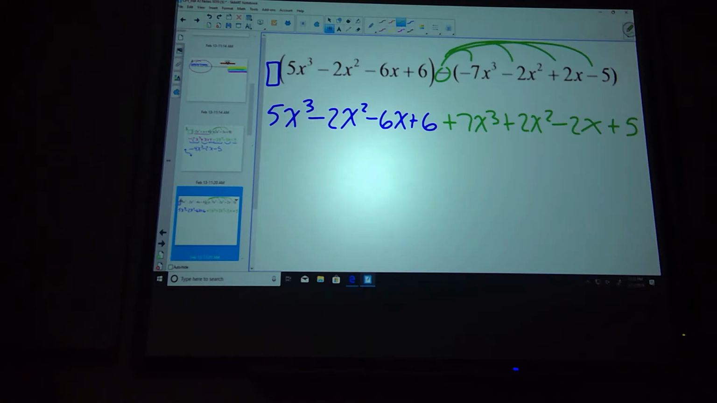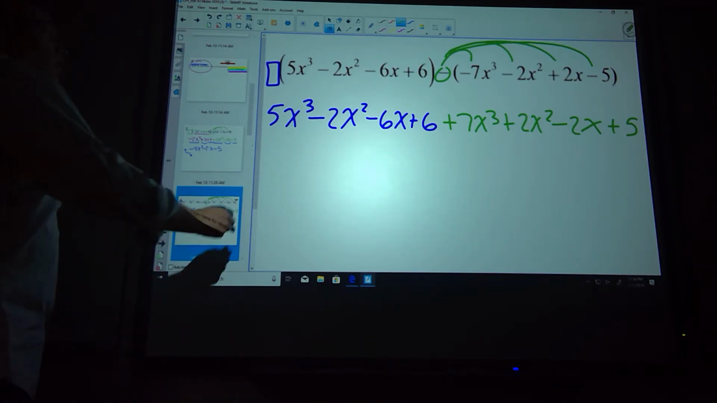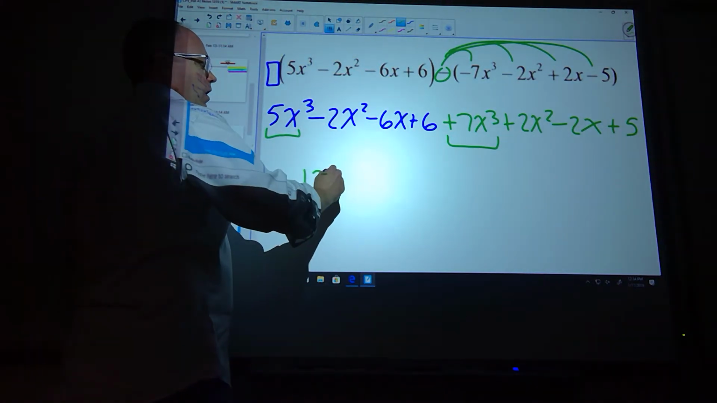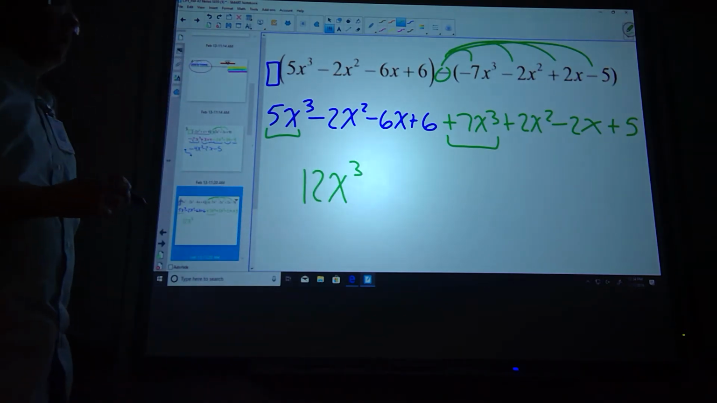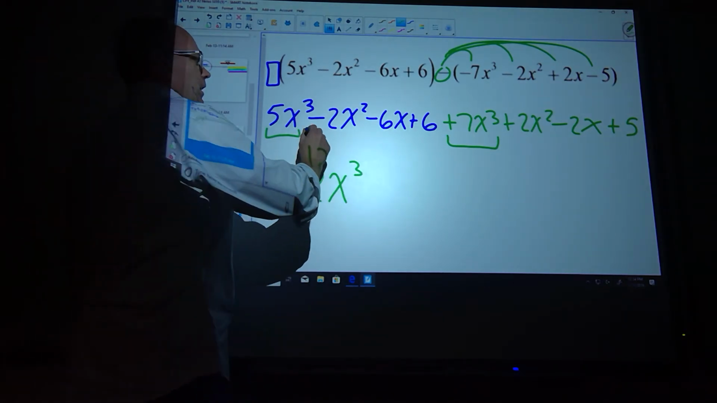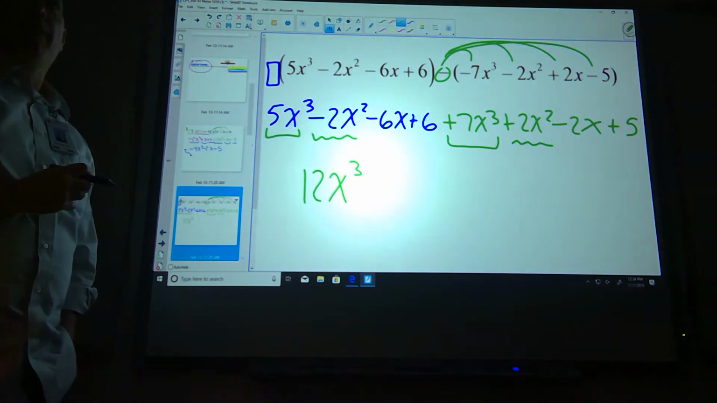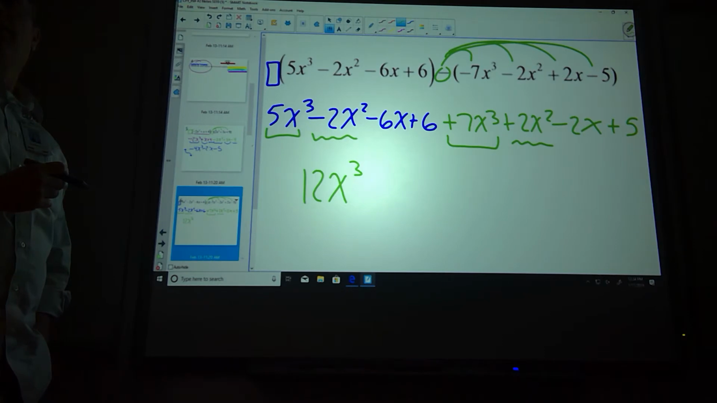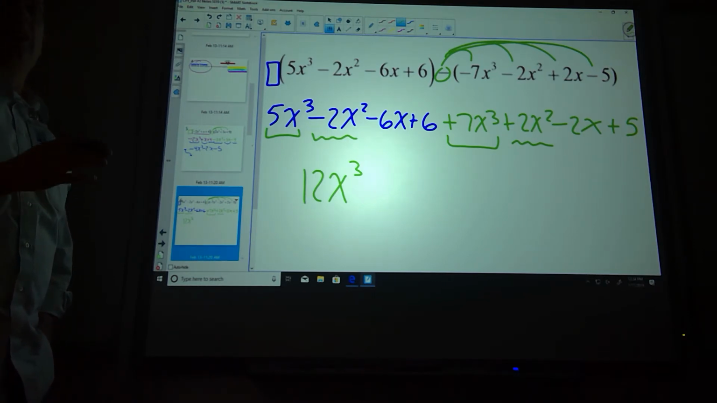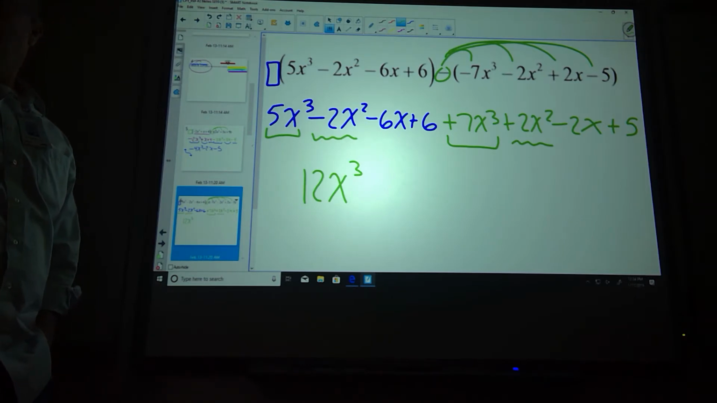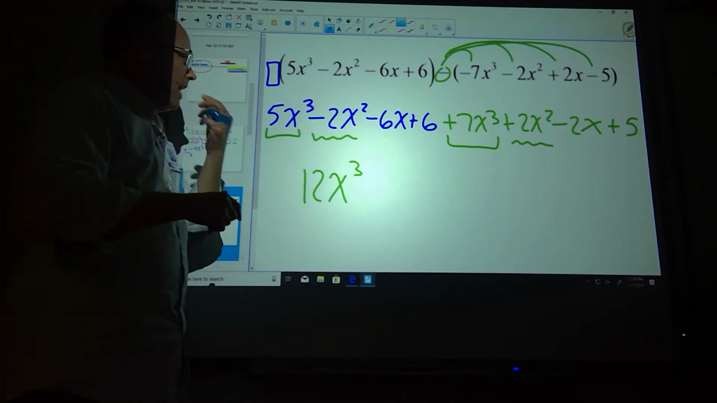Then we're going to combine like terms. So it looks like x to the third is my highest exponent. So if I add 5 and 7 together, I get 12x to the third. Is that okay? And then I'm going to combine the x squareds. What happens to the x squareds? They cancel each other out, right? So I don't have an x squared term up there. So I have a negative 2x squared and a positive 2x squared. If I add them together, I get 0x squared. And 0 times anything is 0, right? So they cancel each other out.